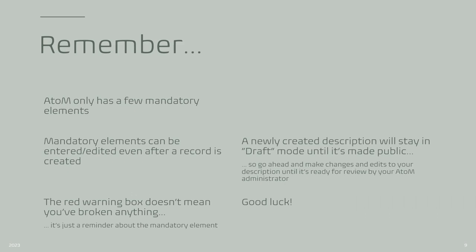So when you're creating a basic archival description in AtoM, remember that AtoM only has a few mandatory elements. Mandatory elements can be entered and edited even after a record is created. The red warning box you get doesn't mean you've broken anything. It's just a reminder that the mandatory element hasn't been entered. A newly created description will stay in draft mode until it's made public. So go ahead and make changes and edits to your description until it's ready for review by your AtoM administrator.